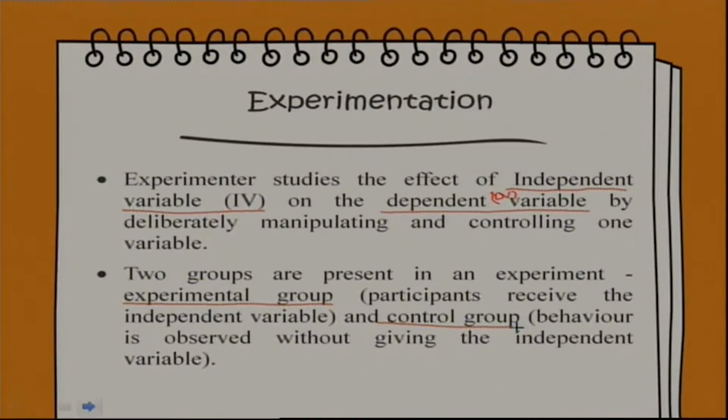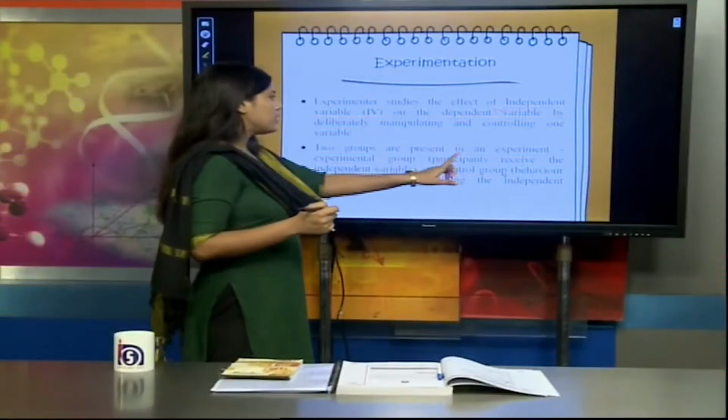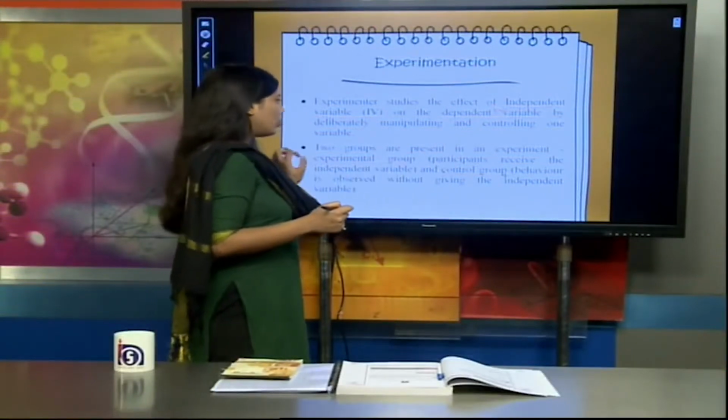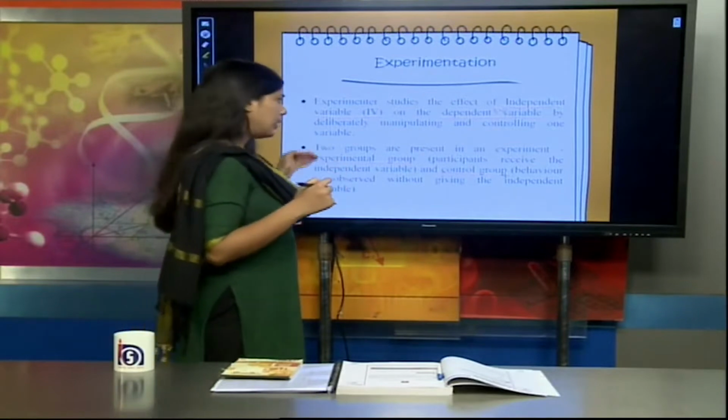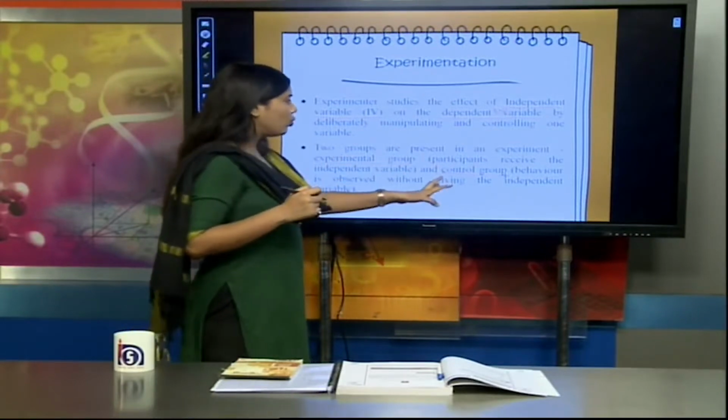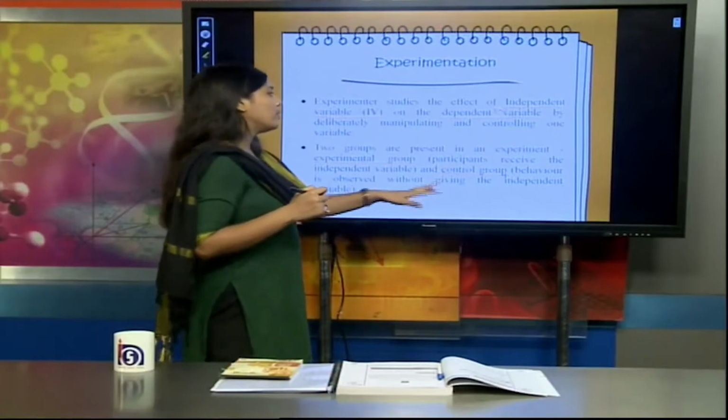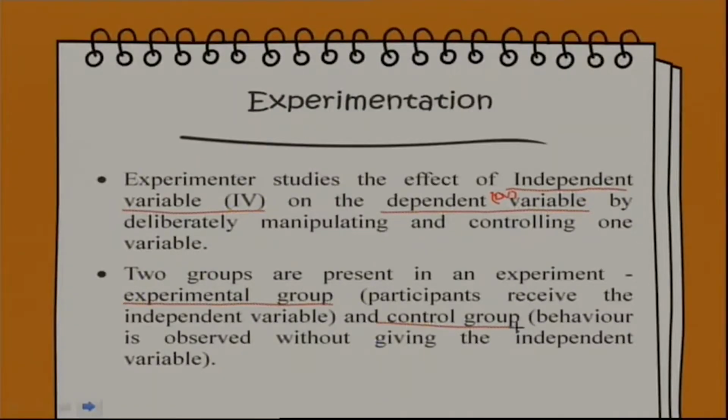कोई किसी दवाई की स्टडी चल रही है कि वो कितनी इफेक्टिव है और कितनी नॉट इफेक्टिव है, तो उसमें क्या होगा, जो एक्सपेरिमेंटल ग्रुप है उसको वो मेडिसिन दी जाएगी, और क्योंकि हमारा जो डिपेंडेंट वेरिएबल और इंडिपेंडेंट वेरिएबल है वो हम देख रहे हैं कि हम किसको इंडिपेंडेंट और डिपेंडेंट वेरिएबल देने वाले हैं. पार्टिसिपेंट्स रिसीव द इंडिपेंडेंट वेरिएबल, तो एक्सपेरिमेंटल ग्रुप को हम दवाई देंगे, और जो हमारा कंट्रोल ग्रुप है, बिहेवियर इज ऑब्जर्व्ड विदाउट गिविंग द इंडिपेंडेंट वेरिएबल, उनको हम दवाई नहीं देंगे और हम उनका बिहेवियर फिर देखेंगे.